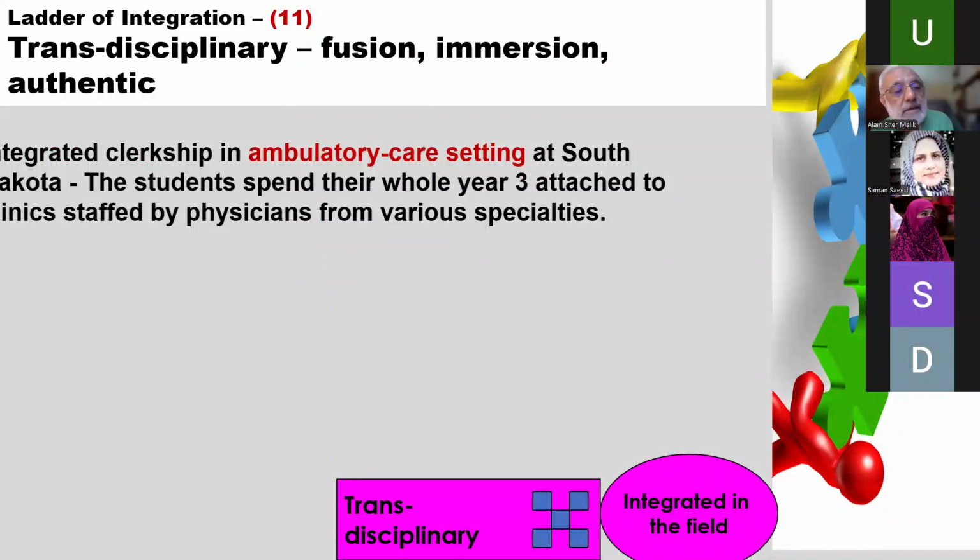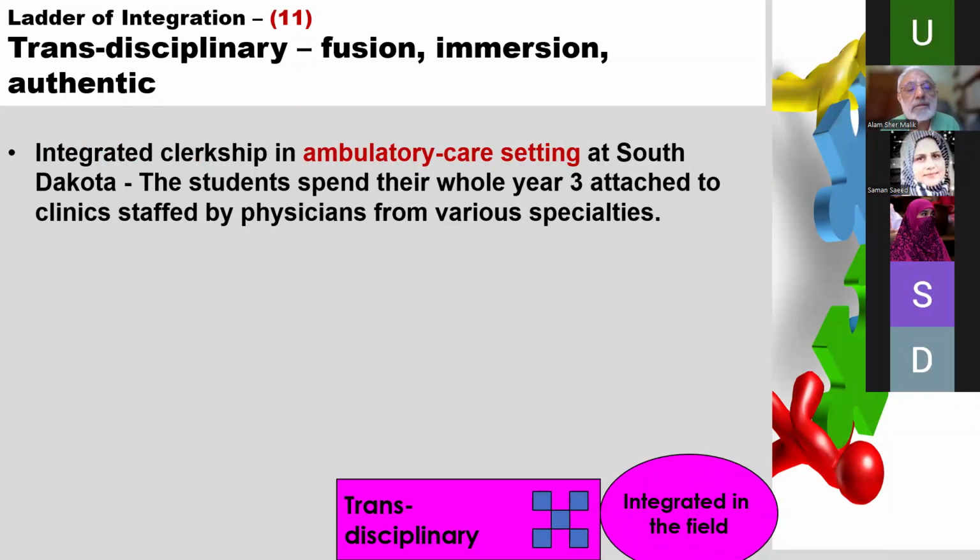Here is another example: an integrated clerkship in an ambulatory care setting at South Dakota. The students spend their whole year 3 attached to clinics staffed by physicians from various specialties. So in year 3, students go to these clinics, and these are sort of multidisciplinary clinics, and students learn different aspects.